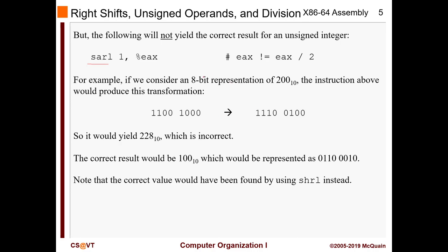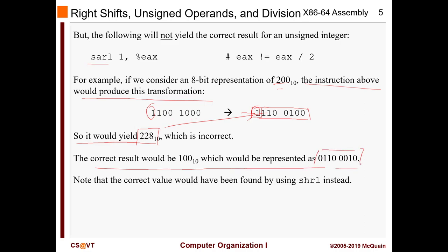Okay, so let's see another example. In this case, if we consider the 8-bit representation of 200, the instruction above would produce this transformation. So we have 1 1 0 0 1 0 0 0. If we shift it by 1, we get this number, and then the sign bit is replicated, because the sign bit over here was 1, we replicate it. And in this case, this is the number we are getting. This is actually this number, and it is definitely incorrect, right? The correct result would have been 100, and it would have been represented by this. And we know that we would have gotten that if we used SHRL. Okay, so whenever you're working with unsigned, make sure that it's a SHRL, because SARL is not going to work for unsigned.